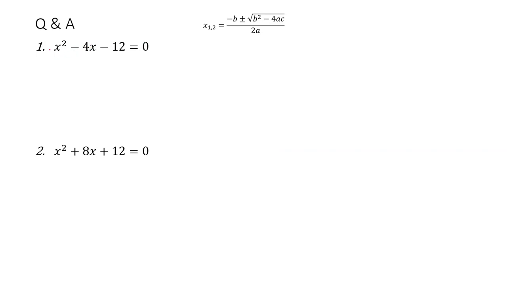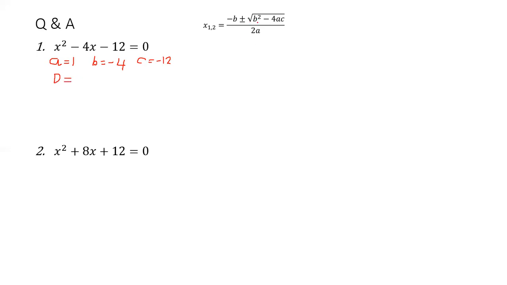If we identify these equations, a equals 1 because a is the coefficient of x squared. b equals negative 4 because b is the coefficient of x. And c equals negative 12 because c is the constant number of this quadratic equation. Afterwards, my first step is to find D.